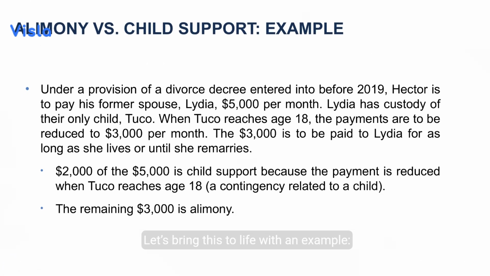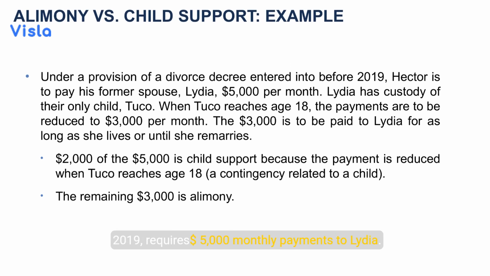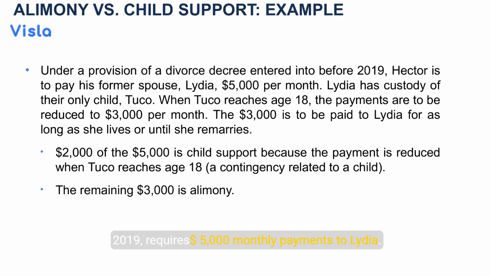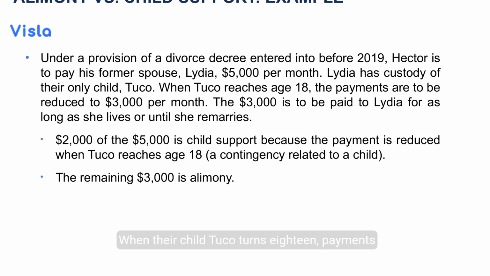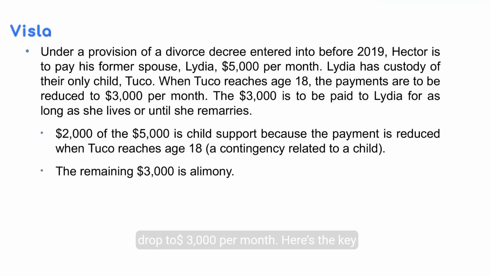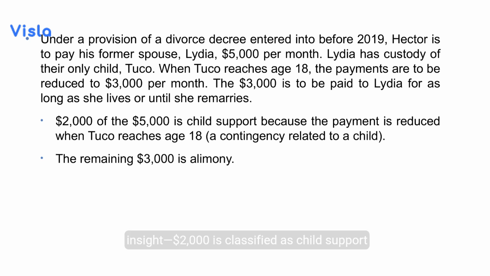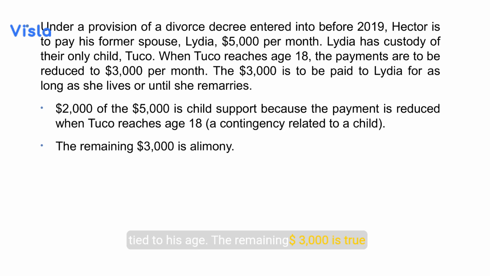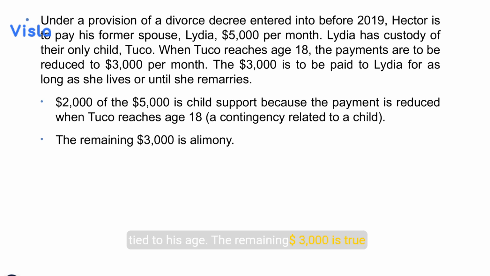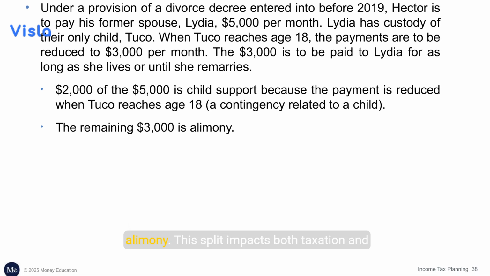Let's bring this to life with an example. Suppose Hector's divorce decree, entered before 2019, requires $5,000 monthly payments to Lydia. When their child Tuco turns 18, payments drop to $3,000 per month. Here's the key insight. $2,000 is classified as child support because it stops when Tuco reaches a milestone tied to his age. The remaining $3,000 is true alimony. This split impacts both taxation and deductions.